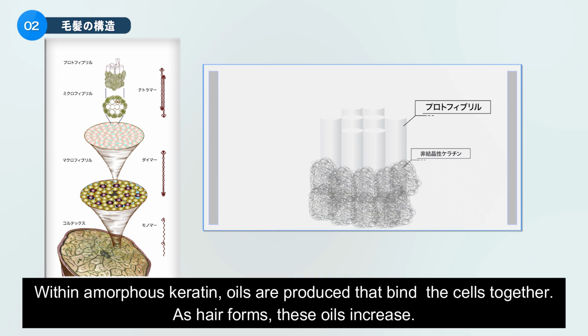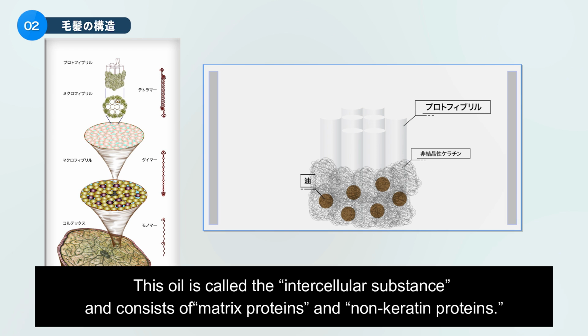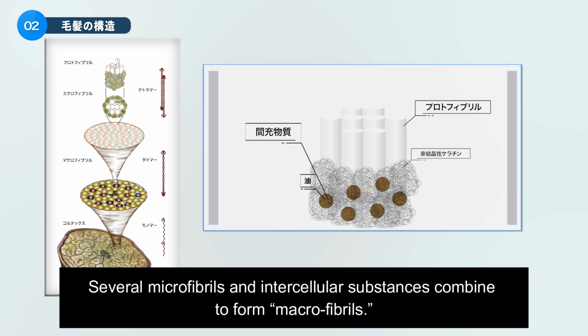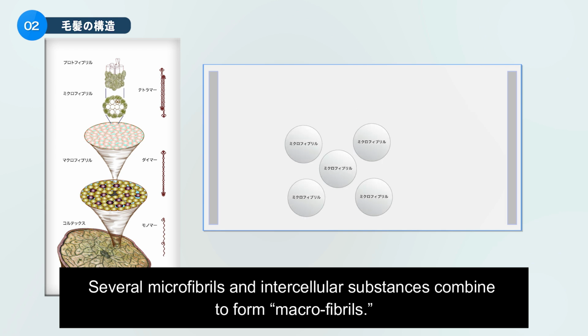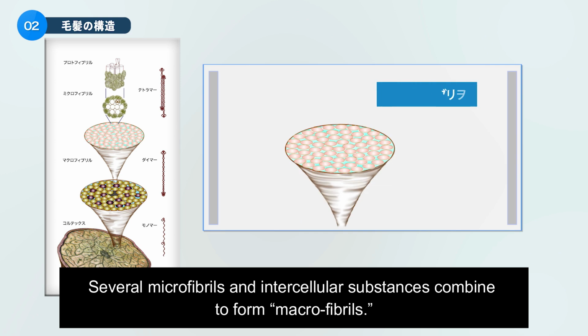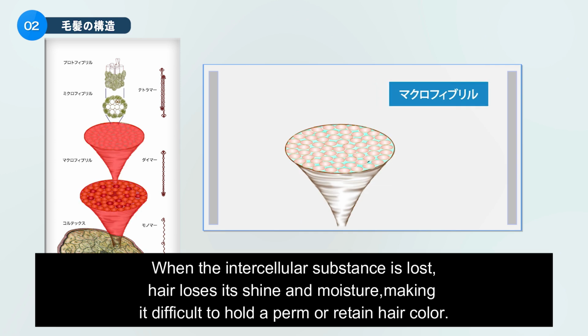Within amorphous keratin, oils are produced that bind the cells together. As hair forms, these oils increase. This oil is called the intercellular substance and consists of matrix proteins and non-keratin proteins. Several microfibrils and intercellular substances combine to form macrofibrils. When the intercellular substance is lost, hair loses its shine and moisture, making it difficult to hold a perm or retain hair color.